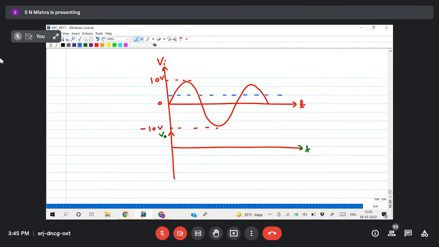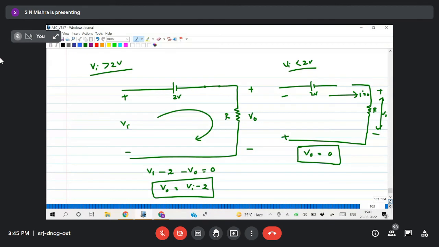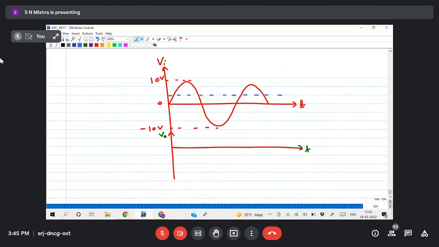Okay. So whenever the input voltage is more than 2 volt, then what is my output voltage? Output voltage is Vi minus 2, that is input voltage minus 2 volt. Whenever it is less than 2 volt, output voltage is 0. So that I need to plot it here. That means I can plot the graph like this.